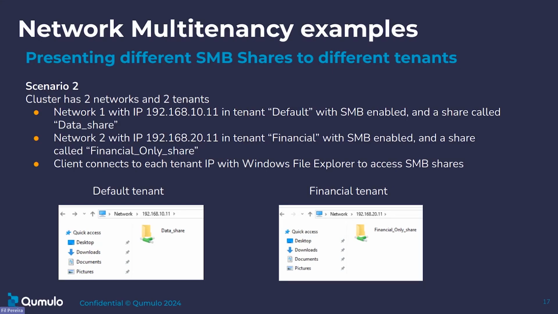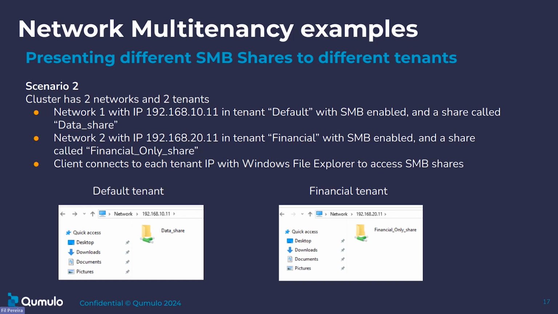Likewise, if I'm looking at SMB shares, same scenario, same cluster, 2 different networks, same IPs, but slightly different tenant names. So I have, let's say in this case, net new cluster, everything's in my default tenant. I haven't modified that tenant in any way. I then add a second network with the 192.168.20.11 IP, and I place it into my new tenant called financial, and I enable SMB only on that tenant. And I create a share called financial_only_share.